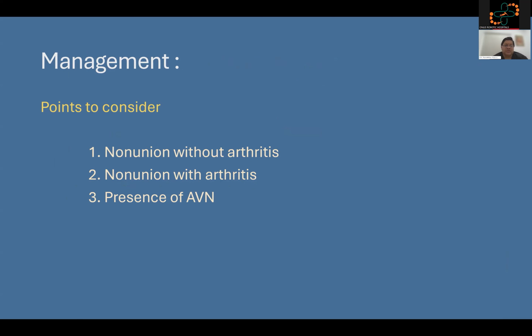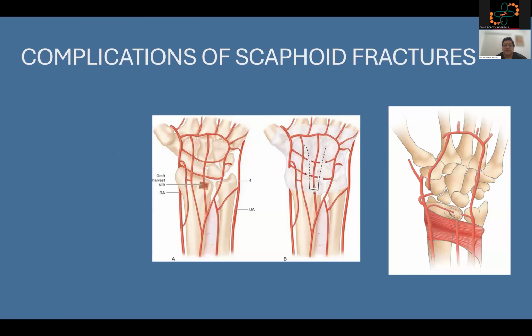So management. When it comes to the treatment of scaphoid fractures, non-union without arthritis is treated differently from non-union with arthritis and presence of AVN. When there is non-union without arthritis, you go for vascular grafting or bone grafting. Simple bone grafting you can do, and it will heal. Or you can also take a vascular pedicle bone graft from the distal radius and graft it to the scaphoid. That will help in union of the scaphoid, and it is also fixed with screws.